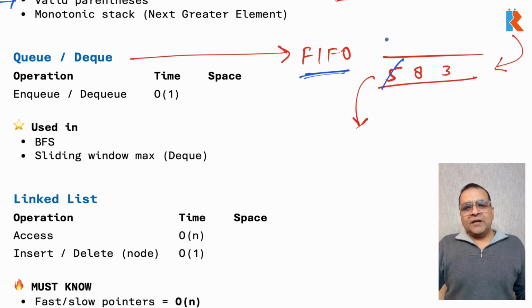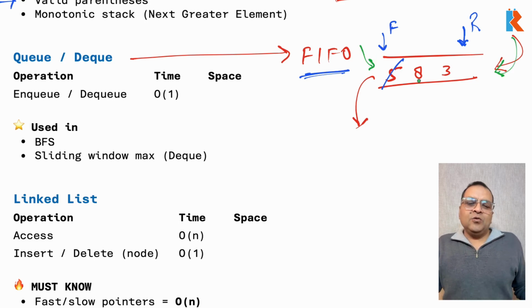The two ends of the queue are typically the front end and the rear end. And typically the insertion happens at the rear end and deletion happens from the front end. If you have a special implementation of the queue where you can insert from both rear and front, and you can also delete an element from both front and rear, then that is called a DQ.